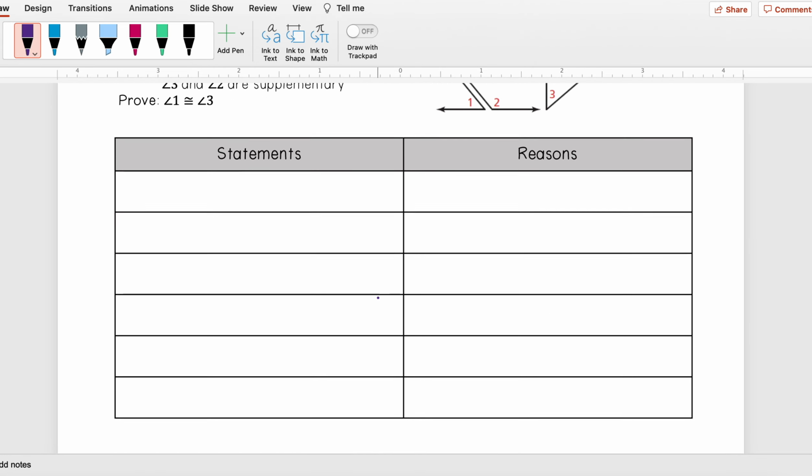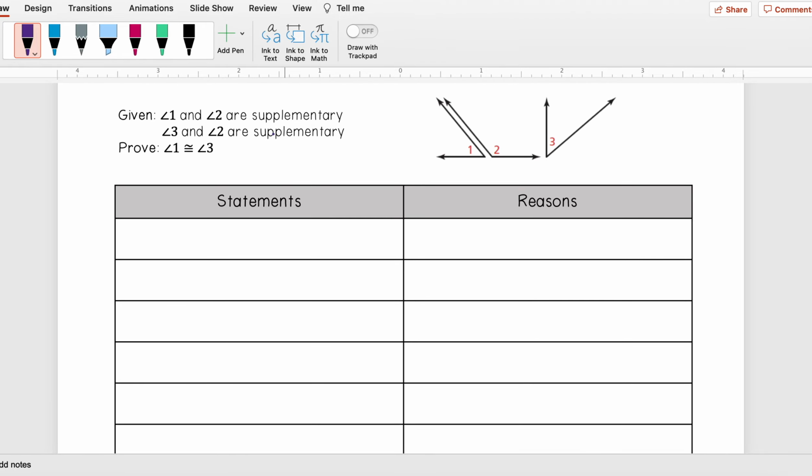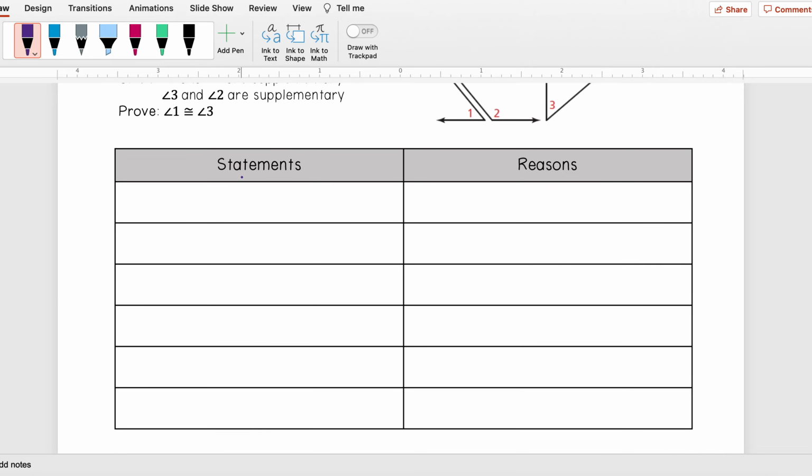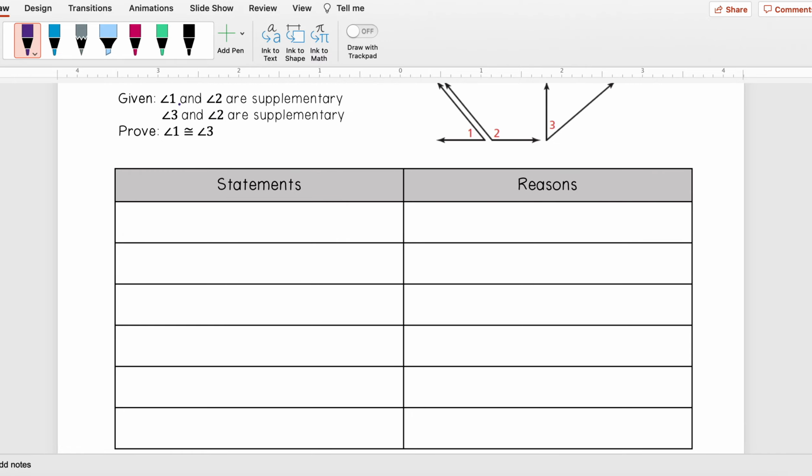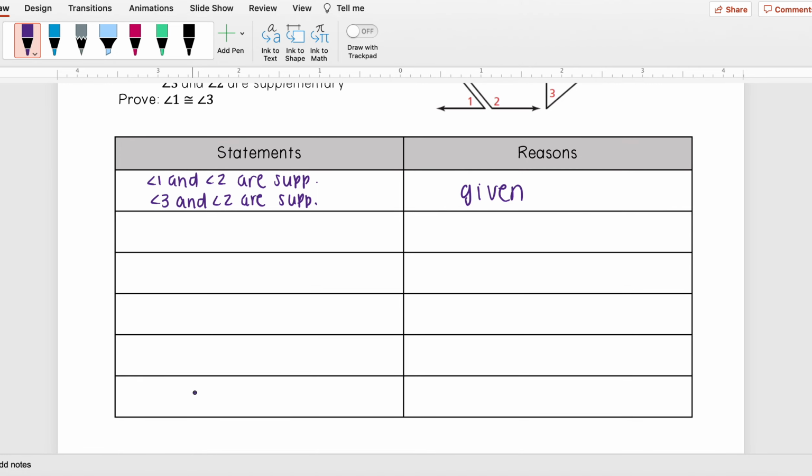So let's go ahead and actually prove that. So given that same picture, angle 1 and angle 2 are supplementary, angle 3 and angle 2 are supplementary, I'm going to prove that angle 1 is congruent to angle 3. So I'm going to first start with my given information. I'm given that angle 1 and angle 2 are supplementary. Angle 3 and angle 2 are supplementary. And so again, my reason there is given. Now I want to somehow get to that angle 1 is congruent to angle 3.